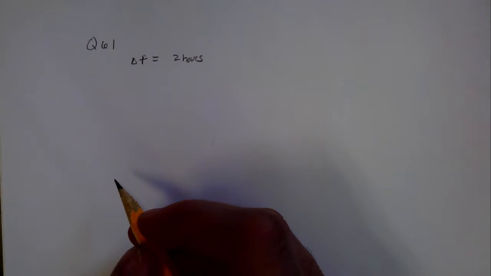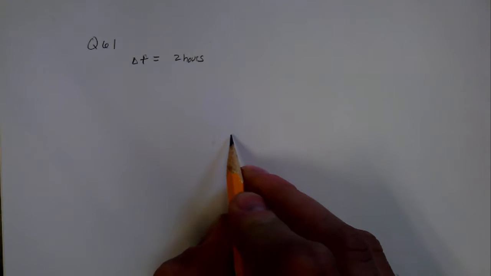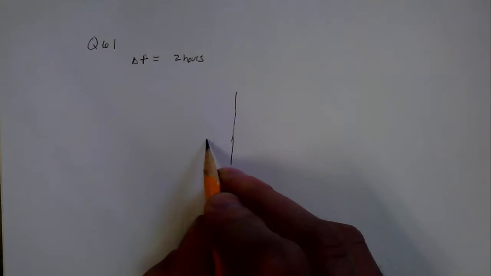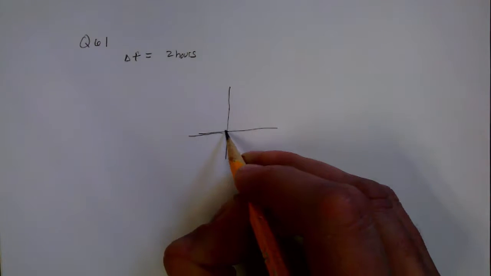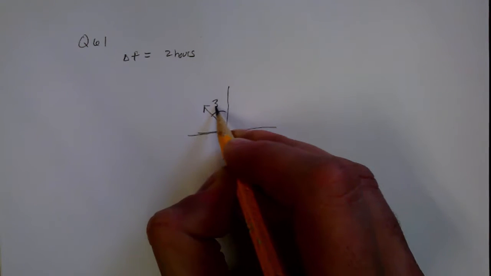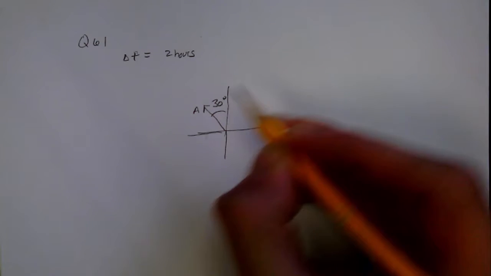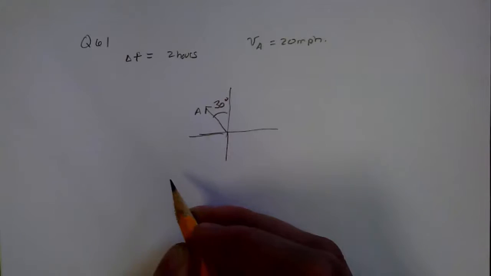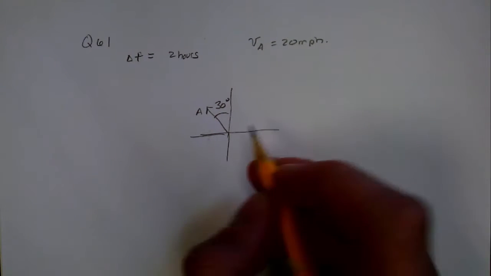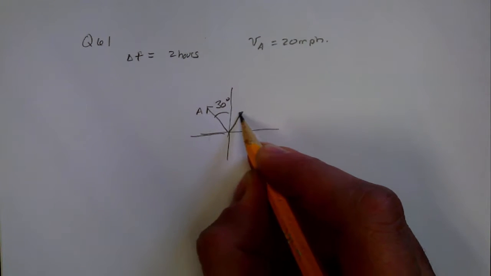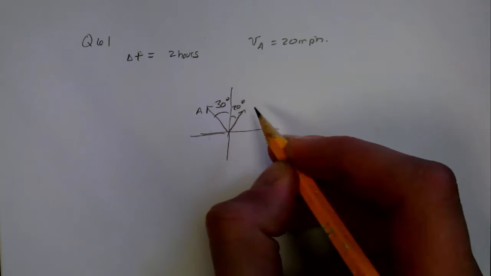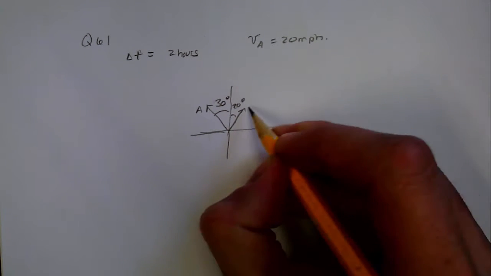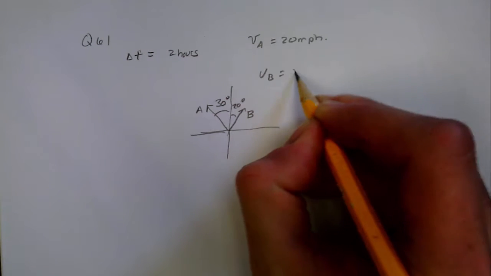Ship A will travel at 20 miles per hour in the direction 30 degrees west of north. So I have north here, and this one is going at 30 degrees west of north, so that's 30 degrees right here. That's ship A, and the speed of ship A is 20 miles per hour. And then ship B travels 20 degrees east of north, this one is 20 degrees, at 25 miles per hour. So this is B, and VB is 25 miles per hour.